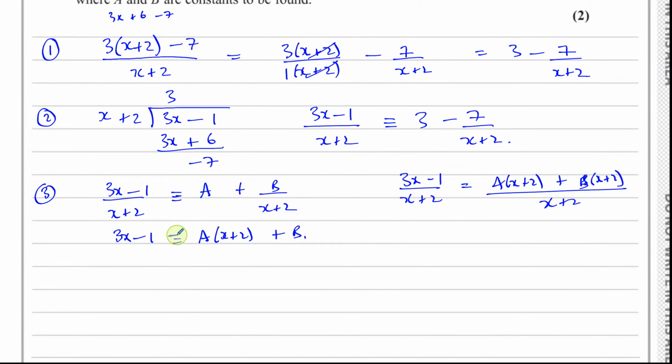Now these are identical to each other. So now we can compare the coefficients, or even do substitution, to find what we need. If you compare the coefficients, it's probably easier. The x coefficient on this side is 3, and on this side the only x term will be ax. So a is equal to 3, and we can also compare the constants. On this side we have minus 1, and on this side we have 2a plus b.